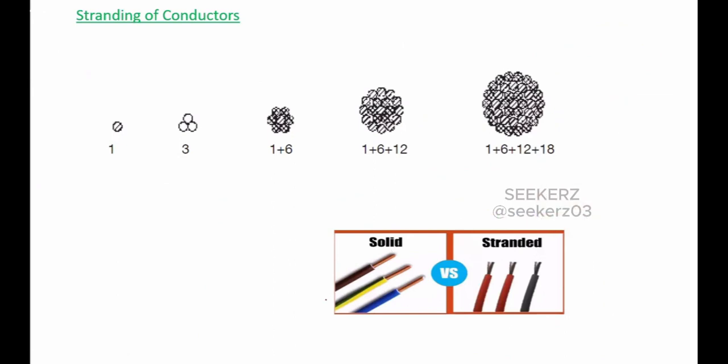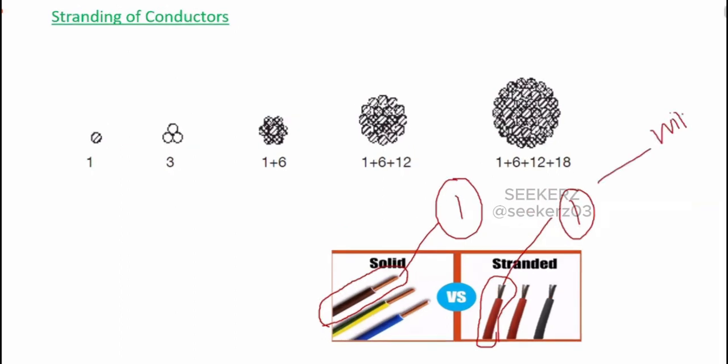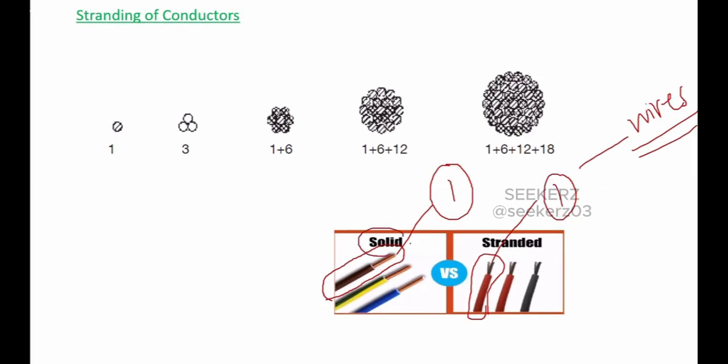So you can identify, when we take this single part, this one and this one, here we have only one conductive path, and here also we have only one conductive path. So both of these can be taken as wires. But the difference between these two wires is that the conductive part of the first wire is solid, and in the second wire the conductive part is stranded.